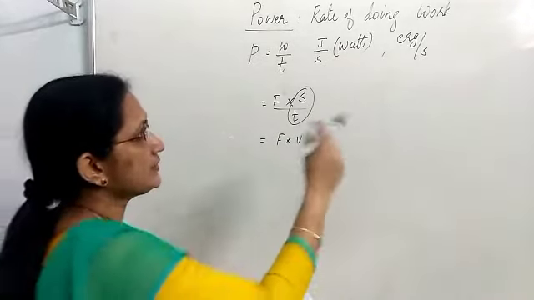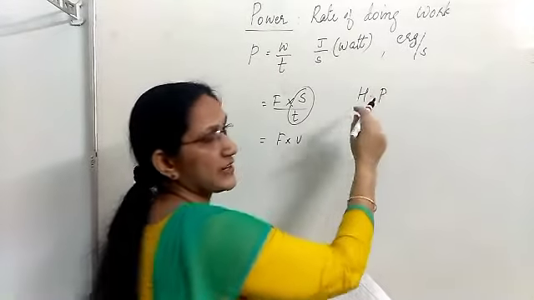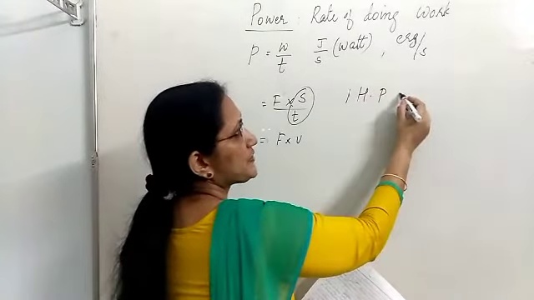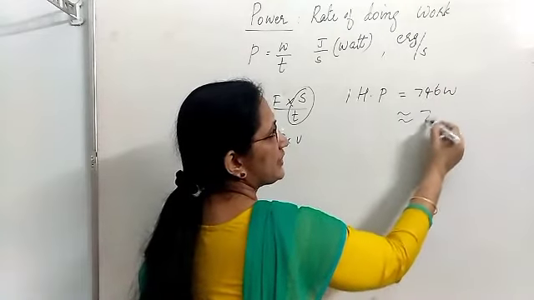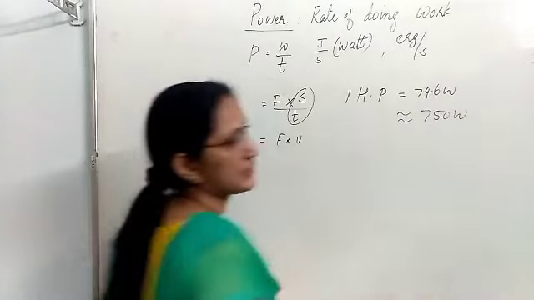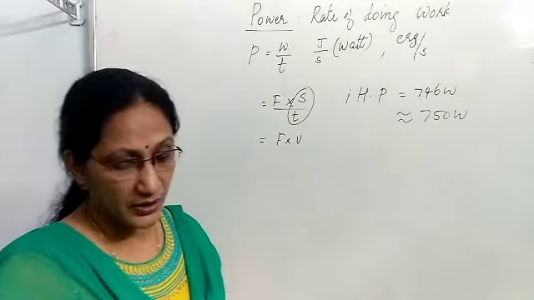Other than this, there is another unit called horsepower, HP. 1 HP is equal to 746 watts, or approximately we take it as 750 watts. Usually the power of a motor we express in HP unit.